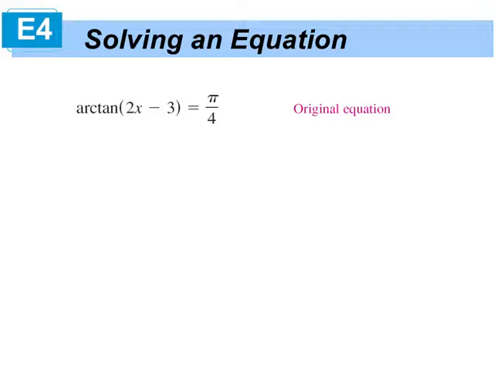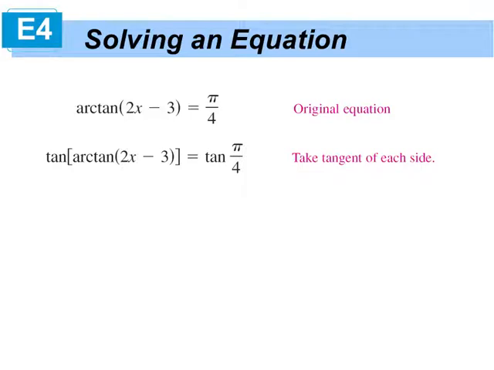Okay. So what happens when we take the tangent of both sides? What do you do with pi over 4? What's the tangent of pi over 4? 1. Tangent of the arctangent cancels. Question, Sam. How do you know it's in quadrant 1? Didn't you say it only cancels if it's in quadrant 1?